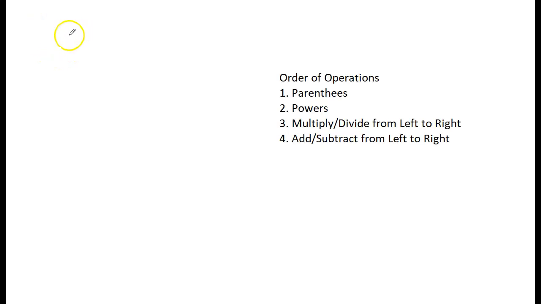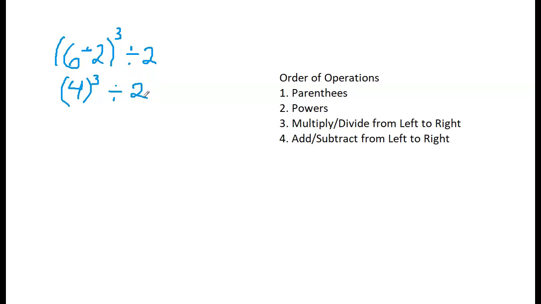So I am going to go, let's say, 6 minus 2 to the third power divided by 2. Well, the first thing we're going to do with our order of operations is evaluate what is inside of the parentheses. So I take 6 minus 2 and I get 4. That 4 is being raised to the third power. I just brought everything else down.